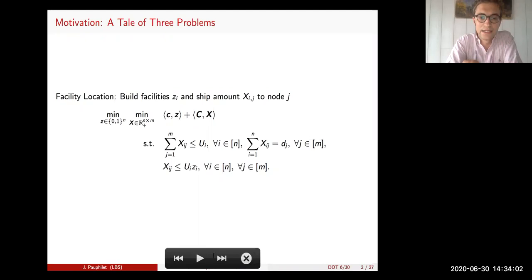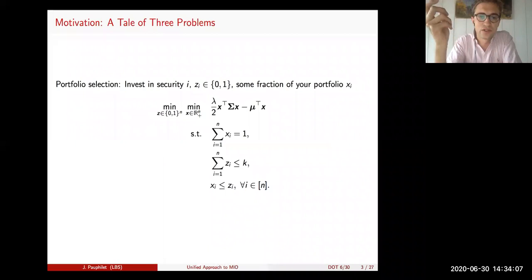Another example is portfolio selection, where we have the same kind of structure, right? Here zi would be a binary variable telling you in which security you want to invest, and xi would be the fraction of the portfolio that you invest in this security. The objective is often a quadratic objective that relates to the value at risk of your portfolio. The constraints typically are that you have to invest all your portfolio, so you want the sum of the xi's to sum up to one. You may also want to invest in a limited number of securities, so the sum of the zi's has to be at most k. And again, because you have this logical relationship between the amount you invest and whether or not you invest, you typically have xi less than or equal to zi.